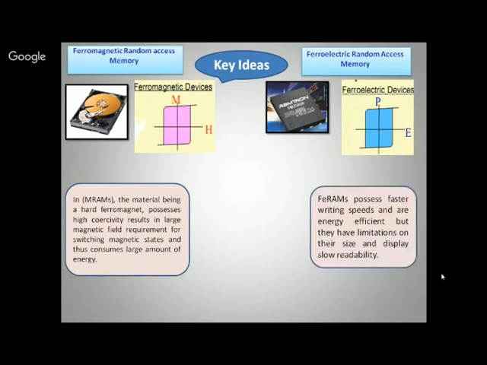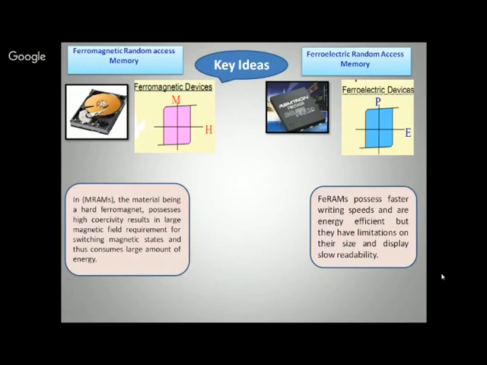Now I am showing you that the first one is the ferromagnetic random access memory, which is what we use in our hard disk. Your hard disk is basically a ferromagnetic random access memory, where you apply the magnetic field and can control the magnetization. And nowadays we have ferroelectric devices in which you can apply the electric field and polarize the material. In this manner you can store the data.